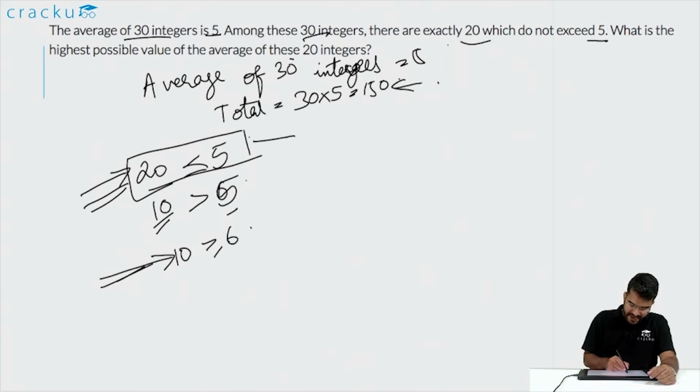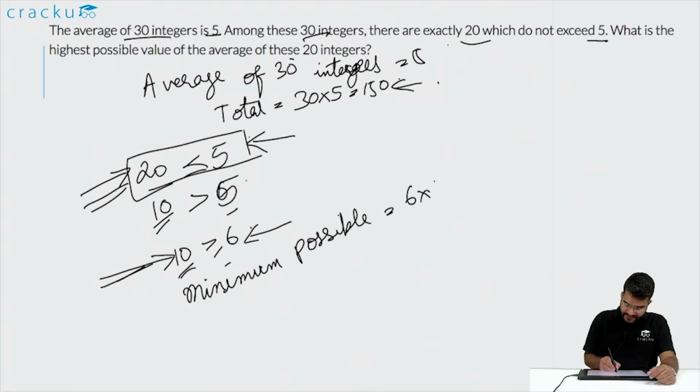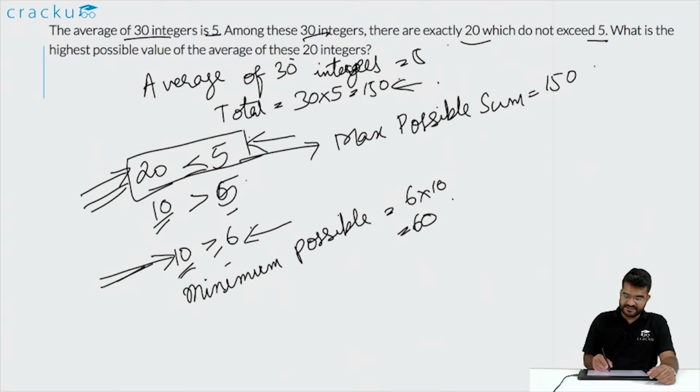So in order to maximize the sum of the 20 integers, we will minimize the sum of the 10 integers which are greater than 5. Now we know that all the 10 integers are greater than or equal to 6. So the minimum possible sum of the 10 integers which are greater than 5 is equal to 6 into 10, which is equal to 60. Therefore, the maximum possible sum of the 20 integers which are less than or equal to 5 is equal to 150, which is the total sum, minus 60, which is equal to 90.